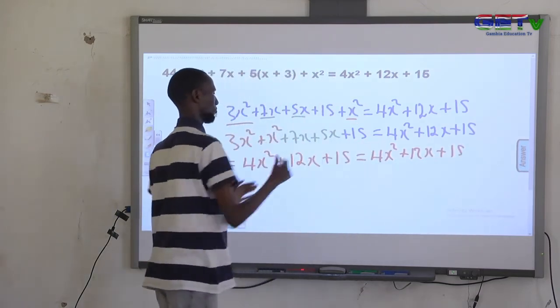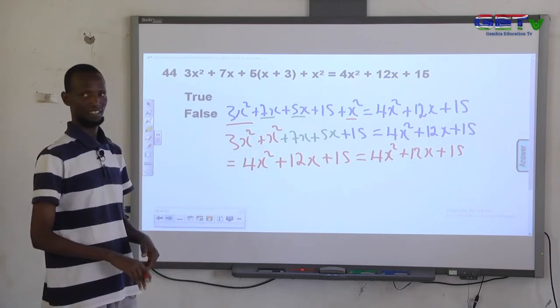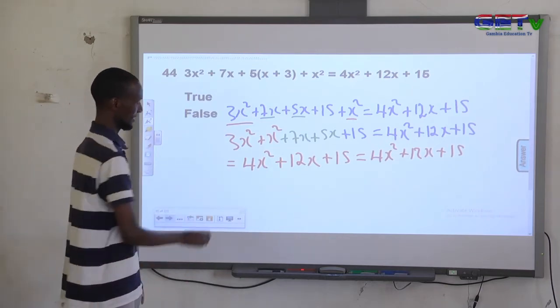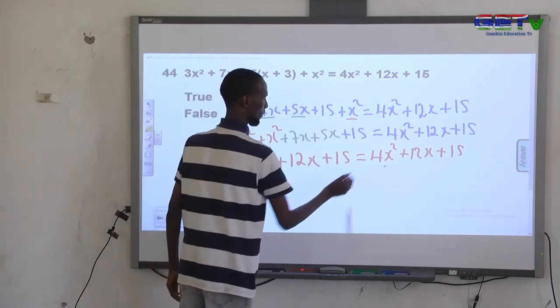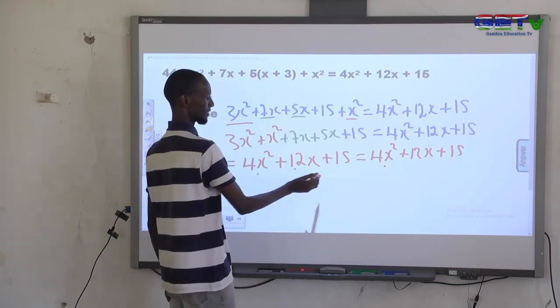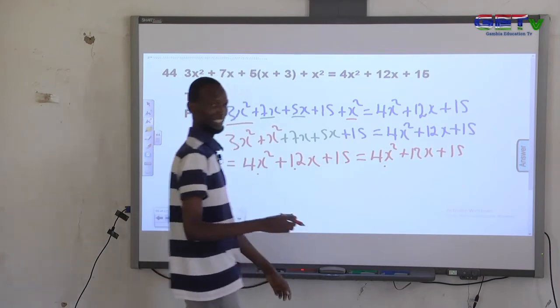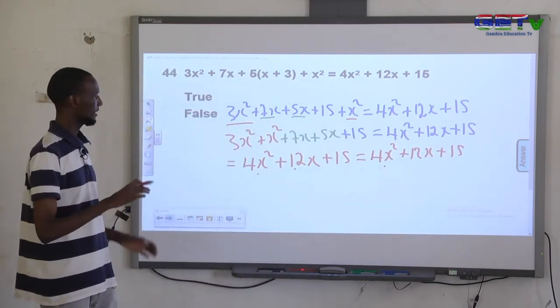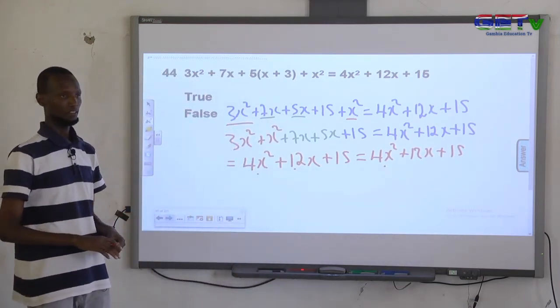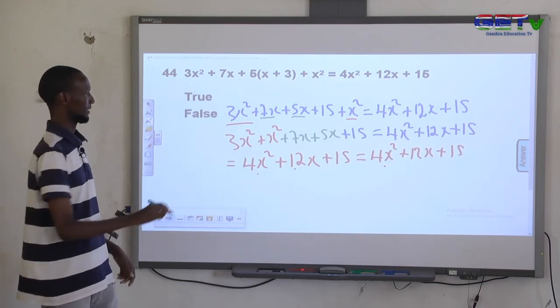Are the two sides containing the same things exactly? And you can see 4x squared, 4x squared, plus 12x, plus 12x, plus 15, plus 15. The two sides contain exactly the same thing. So definitely this is a true statement. This is true.